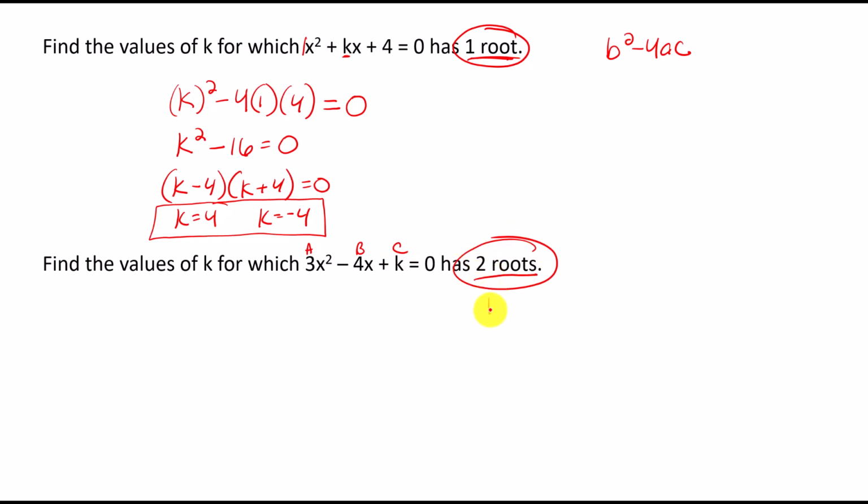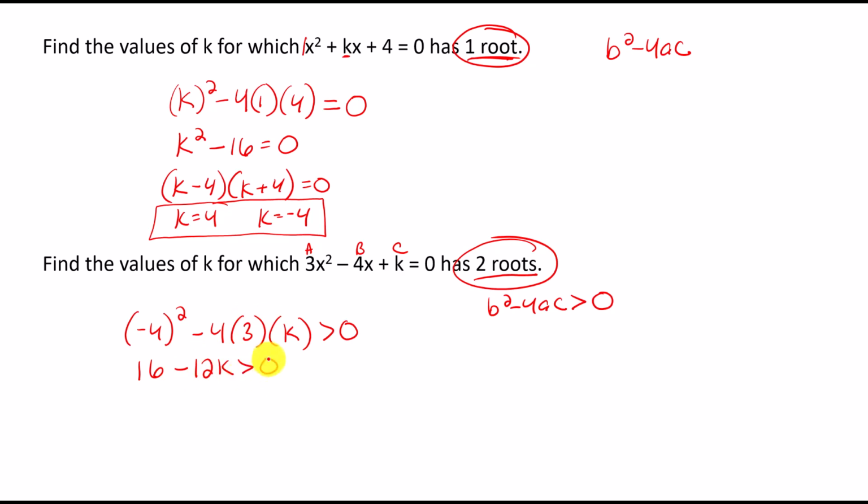Remember that 2 roots means that the discriminant needs to be greater than 0. So you have to know that rule. So when I plug b in, I get negative 4 squared minus 4 times a times c. But we have to set it greater than 0 because we know that it has 2 roots. Negative 4 squared is 16. Negative 4 times 3 is negative 12 times k is just negative 12k. And we want it to be greater than 0.